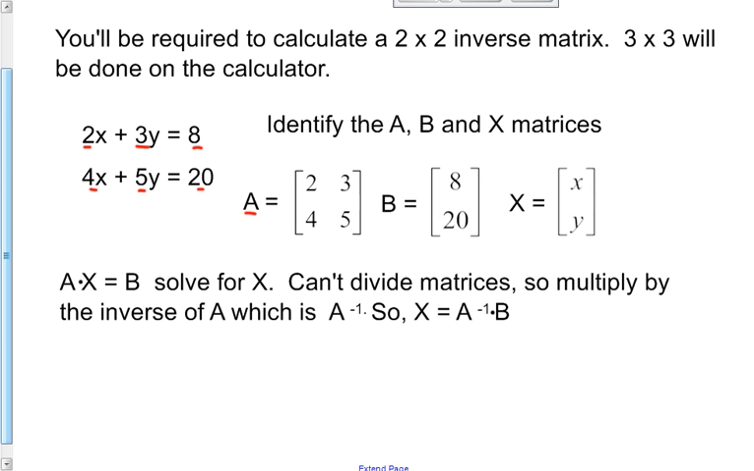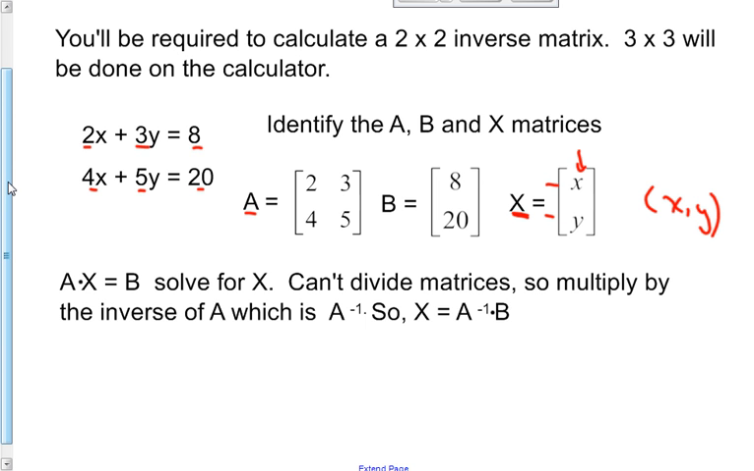And then the X matrix, this is our unknown matrix. This is what we're trying to solve for. When we get our answer, it will be in a 2 by 1 column format. Two numbers will be x, y, which we can then translate into our ordered pair x, y.